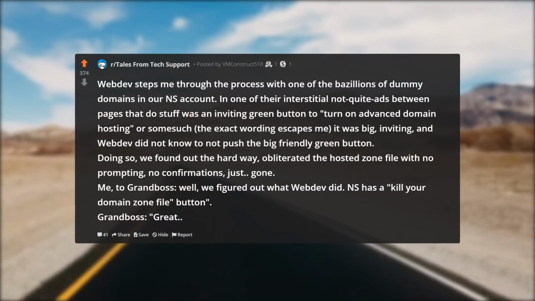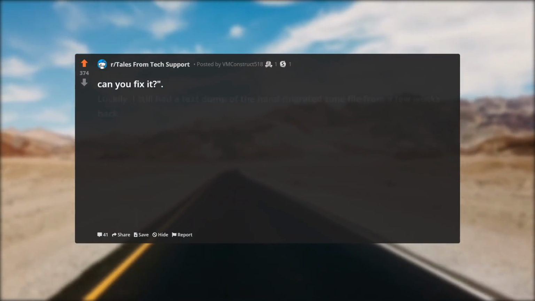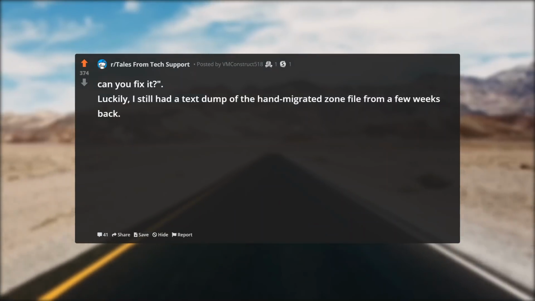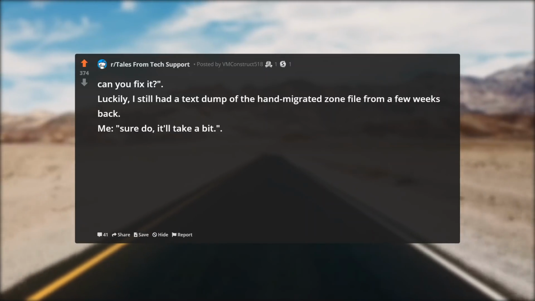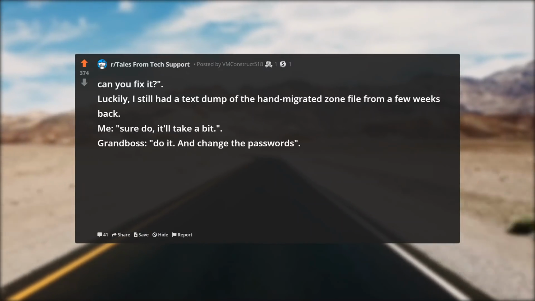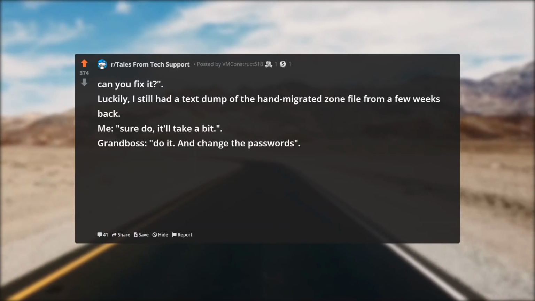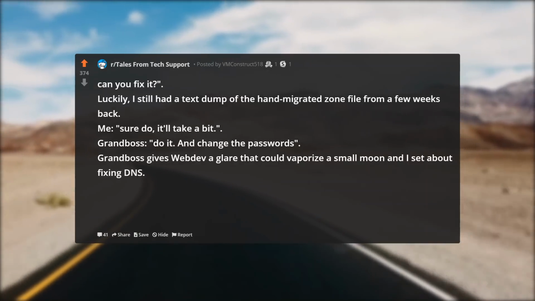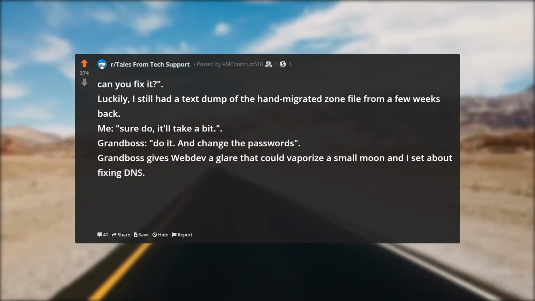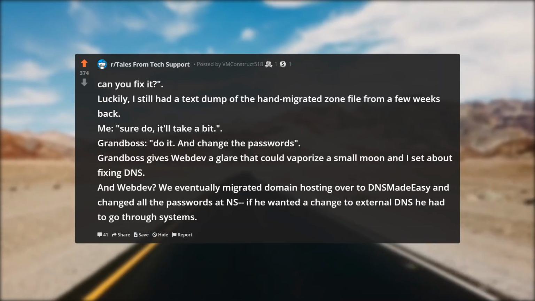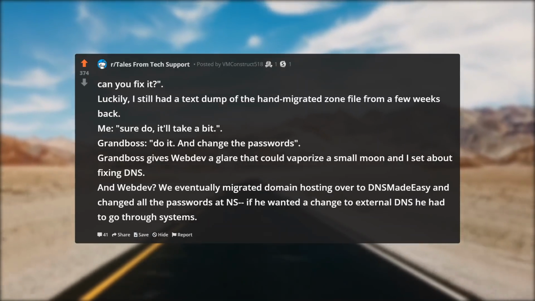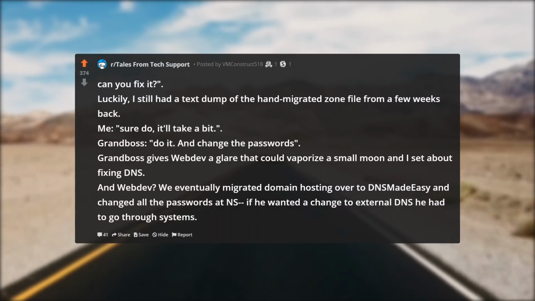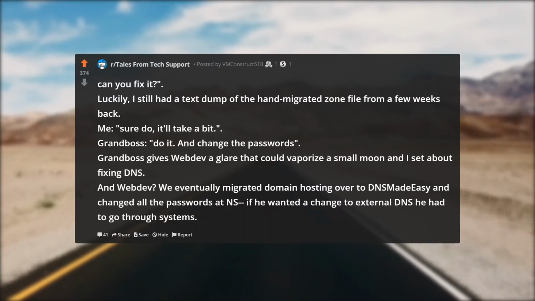Grandboss: Great. Can you fix it? Luckily, I still had a text dump of the hand-migrated zone file from a few weeks back. Me: Sure do, it'll take a bit. Grandboss: Do it. And change the passwords. Grandboss gives WebDev a glare that could vaporize a small moon, and I set about fixing DNS. And WebDev? We eventually migrated domain hosting over to DNS Made Easy, and changed all the passwords at NS. If he wanted to change to external DNS, he had to go through systems.